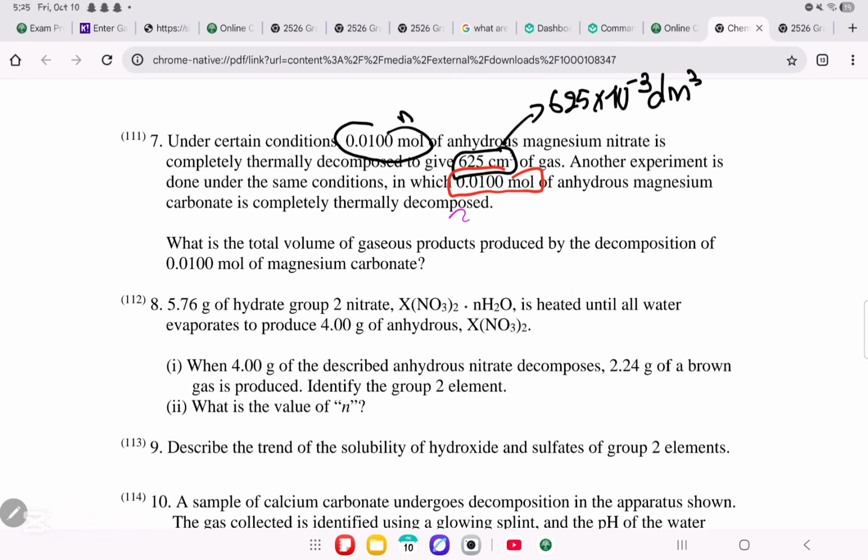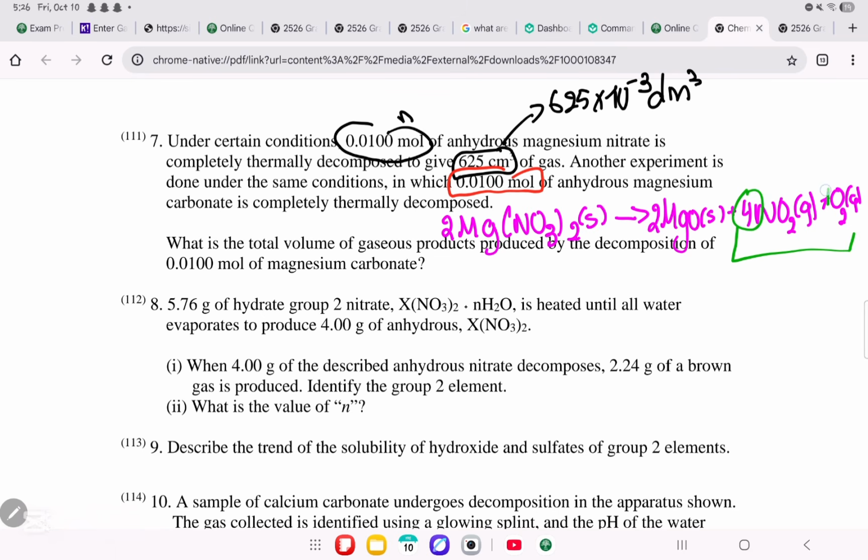First equation is 2 magnesium nitrate solid will decompose to give us 2 magnesium oxide, in addition to 4 nitrogen dioxide, in addition to oxygen gas. Now they told us that the total gas released, which is 1 plus 4, which is in total 5 moles of gas, has a volume of what? Has a volume of 625 times 10 to the power of minus 3. So 5 moles has a volume of 625 times 10 to the power of minus 3, right? So this is the first equation we have.